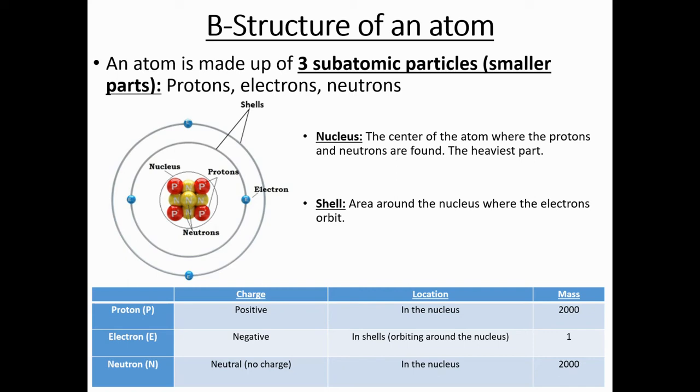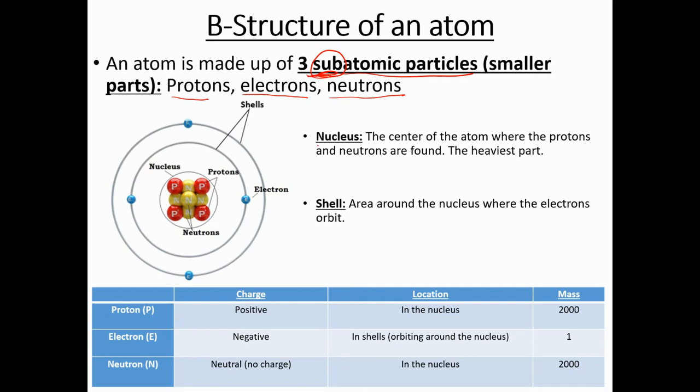Now, understand that atoms are still made up of smaller parts. The smaller parts that an atom is made up of are called the subatomic particles. Sub meaning below or smaller than. So we have the subatomic particles, and those three subatomic particles that exist are the protons, the electrons, and the neutrons.